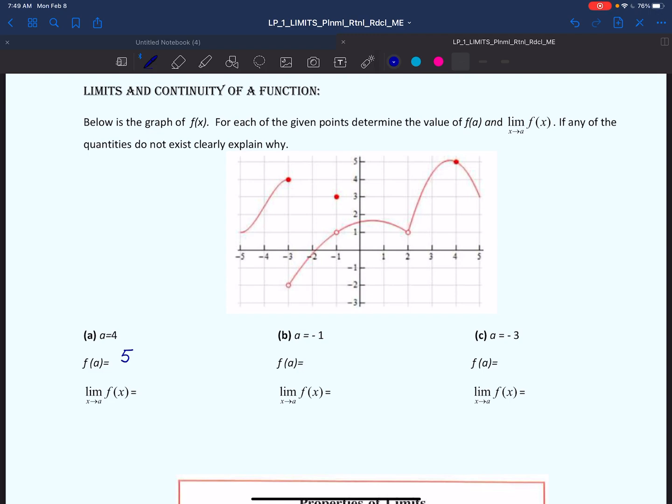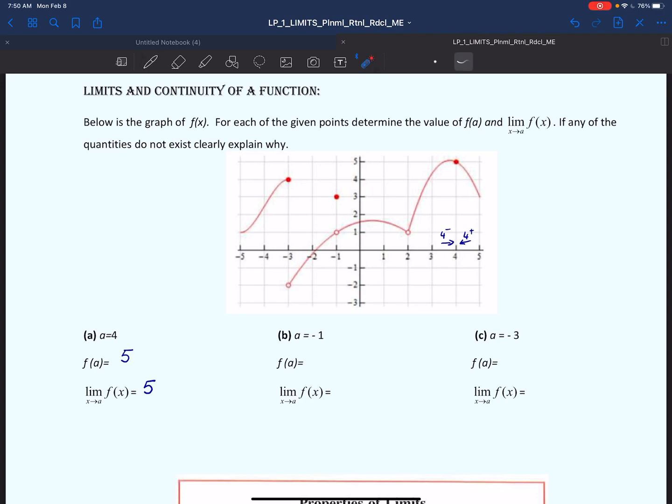Now, if you approach number 4 from the left and the right side, you notice that the values of y will be about 5. So the function is continuous actually at x equals 4. There is no interruption. So we're going to say the function and its limit equal each other. The function is continuous.